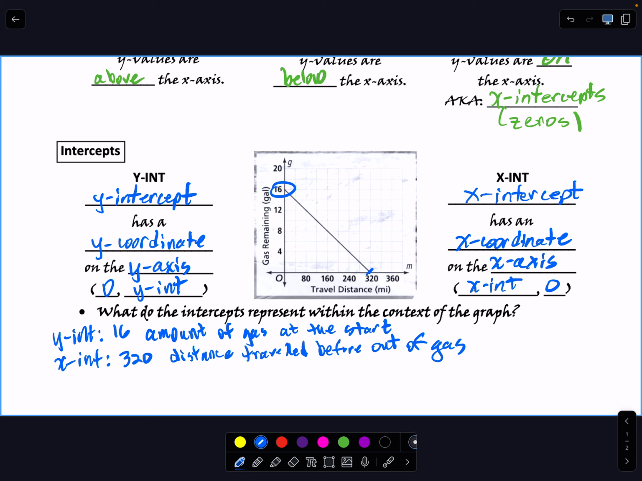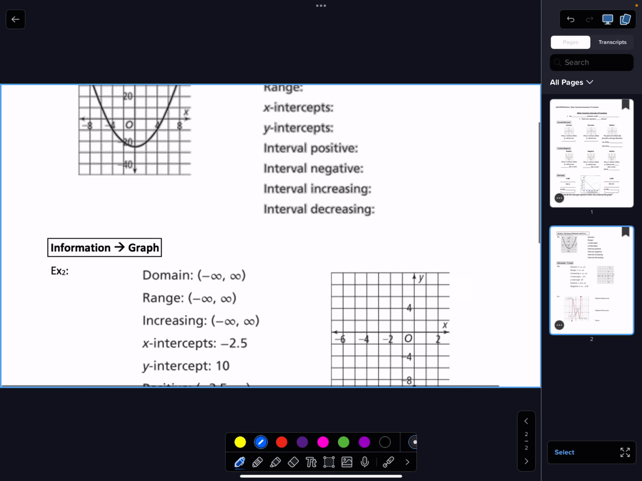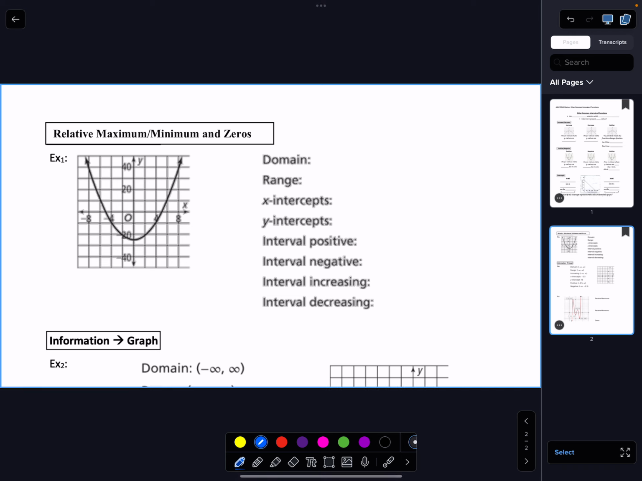So moving on, page 2. You're going to be given a graph, and they're going to ask everything: domain, range, x, y intercepts, intervals where positive and negative, and intervals where increasing, decreasing. And so, first of all, this is a parabola. It gets wider and wider and wider. The domain is going to be all reals, negative infinity to positive infinity.